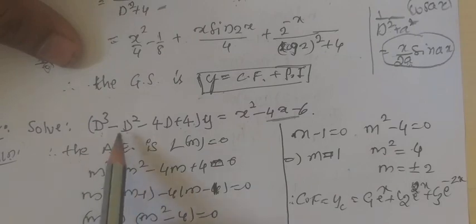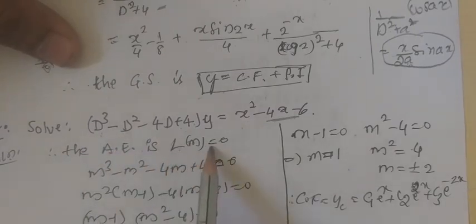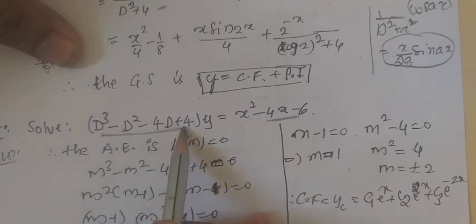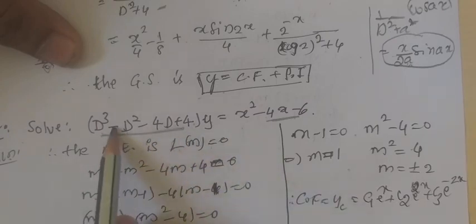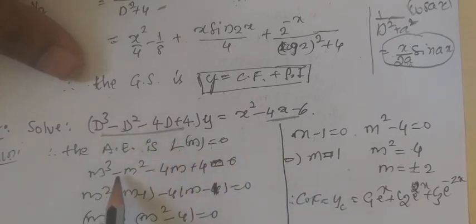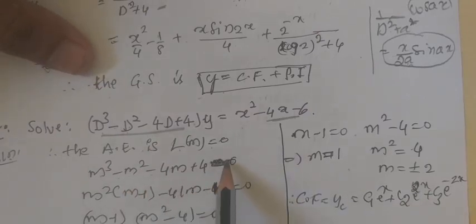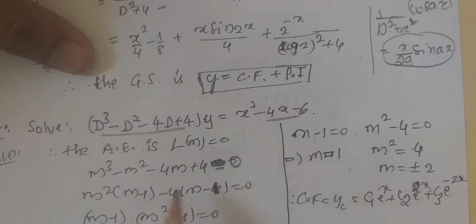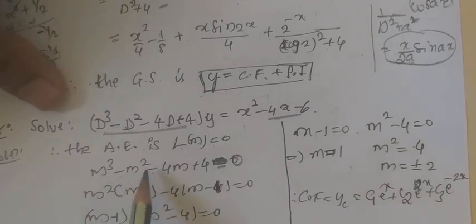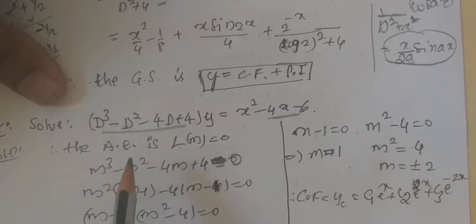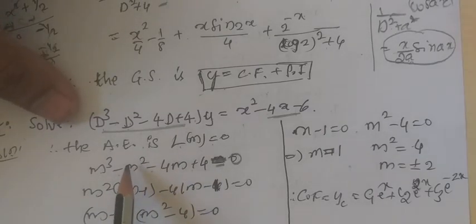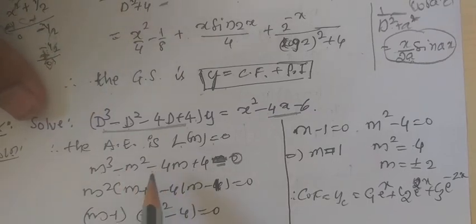CF. Therefore the auxiliary equation is written as L of m is equal to 0. Already you know that this is your L(D). So substituting D is equal to m here, you will get m cube minus m square minus 4m plus 4 equal to 0. Therefore now this is a cubic equation. You can go for the synthetic division method, but before going to the synthetic division method, we should observe it carefully whether it is possible to simplify it directly or not.